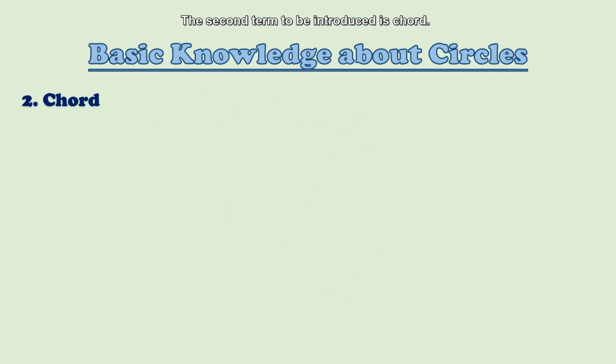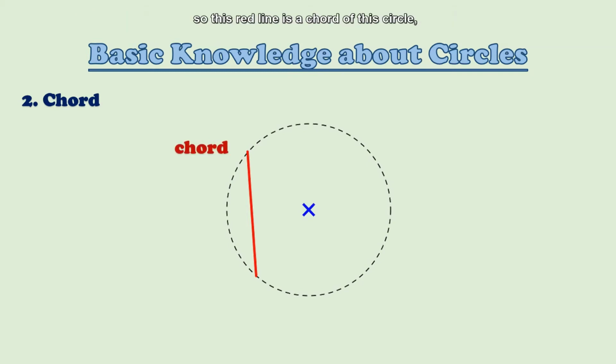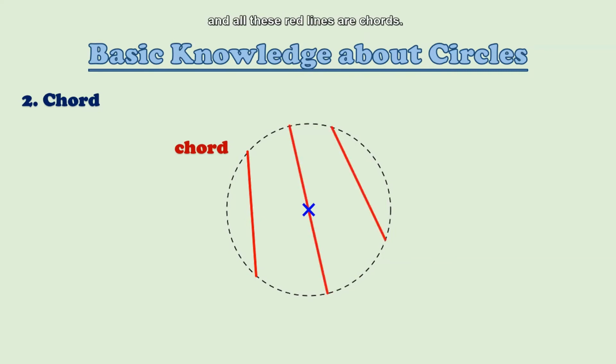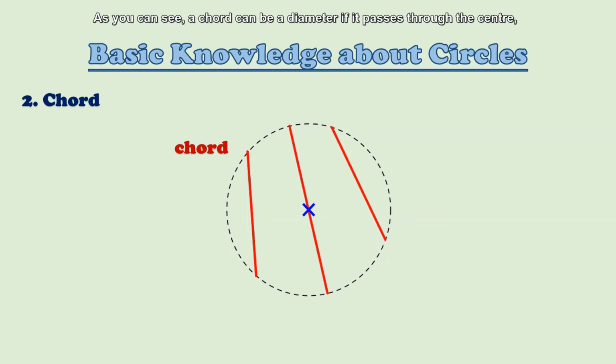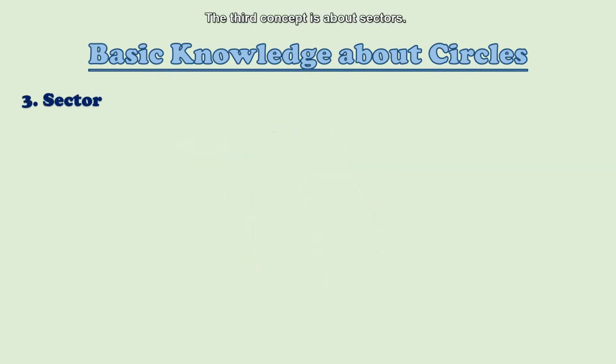The second term to be introduced is chord. A chord just means a line which connects any 2 points on the circumference. So this red line is a chord of this circle, and all these red lines are chords. As you can see, a chord can be a diameter if it passes through the center, and that's the special case of chords. The third concept is about sectors.